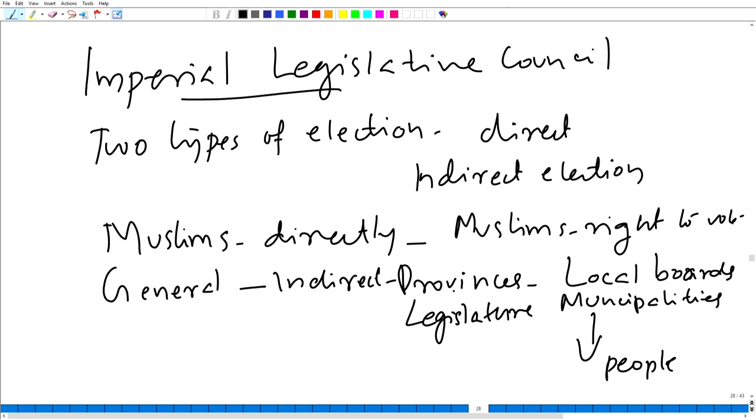The members of the provincial legislative council elected members to the imperial legislative council. The people directly elected members to local boards and municipalities, and they elected members to the provincial legislative council, who in turn elected members to the imperial legislative council. This was the way through which members from the general constituencies were returned.